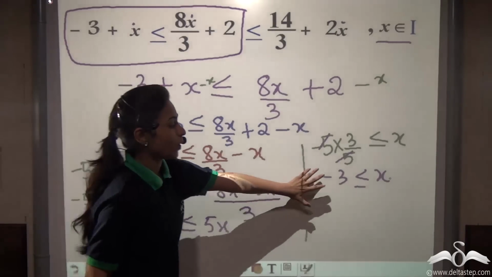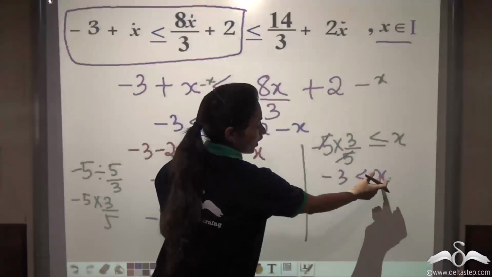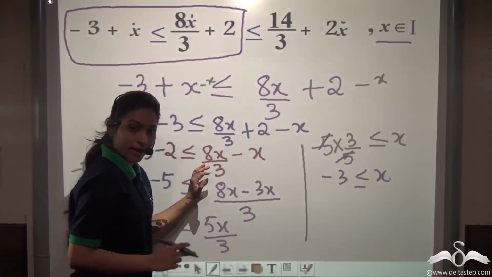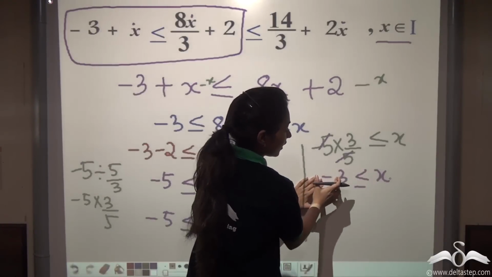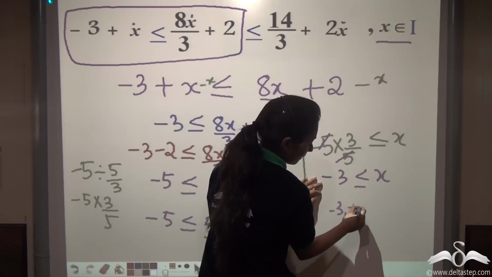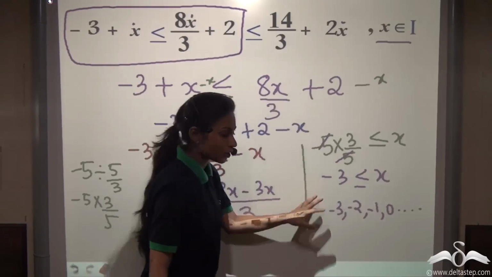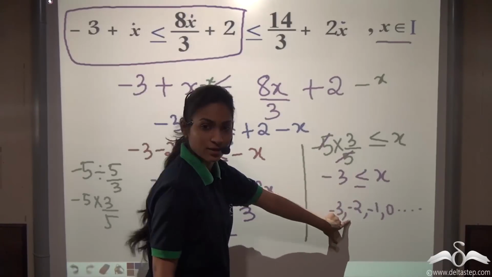So we are left with one solution for this part, where x is greater than or equal to minus 3 and x belongs to integers. So can you tell me what are those integers that are greater than or equal to minus 3? Again, minus 3, minus 2, minus 1, 0 and so on, because these are all integers which are equal to minus 3 or greater than minus 3.